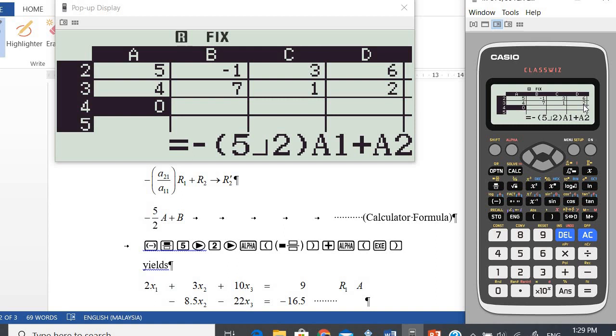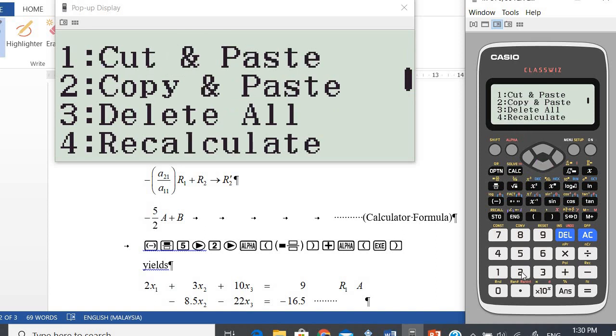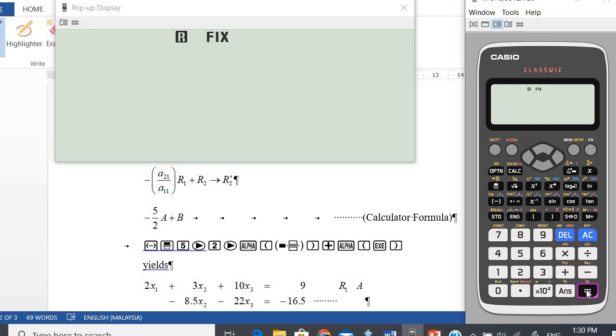However, the spreadsheet has the ability to copy and paste, so we are going to copy the formula in cell A4 and paste it to B4, C4, D4. So click the options, go down, number 2, copy and paste. We paste it to B4 to D4 by pressing equal. Then move to column C, equal, move to column D, equal.